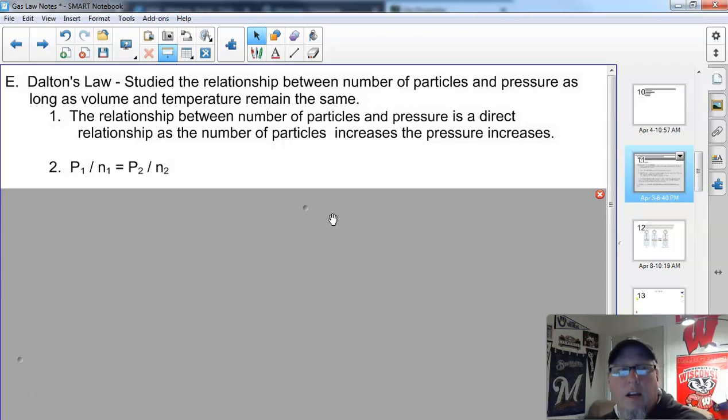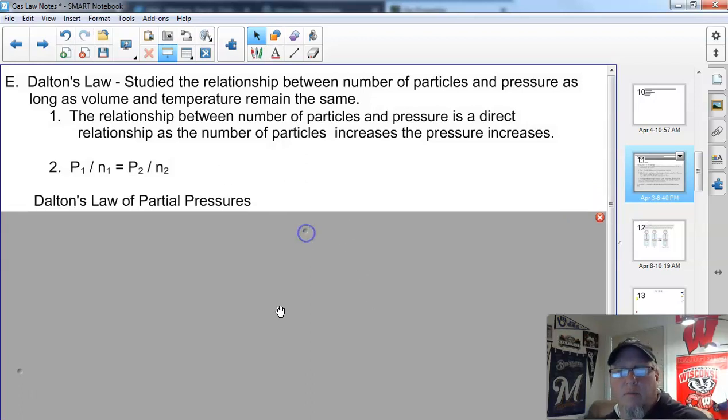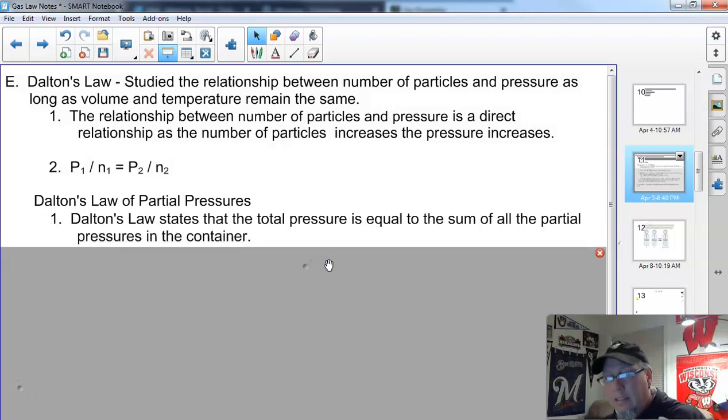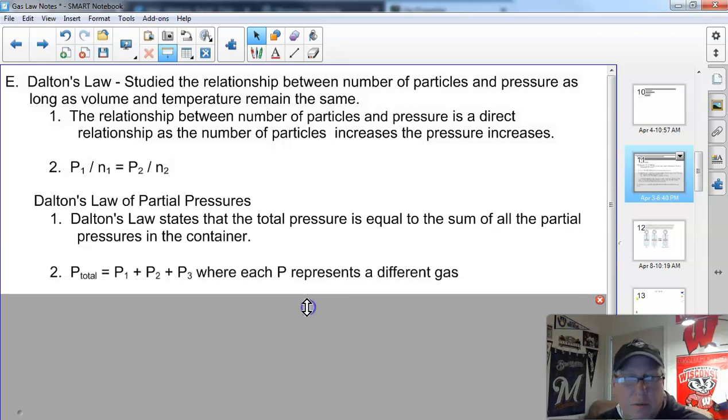Another way that we can talk about Dalton's law is something called Dalton's law of partial pressures. Dalton's law of partial pressures is not difficult, but typically when we have a gas in a container, it's not alone. Typically when you have a gas, it might be a combination of gases. You might have oxygen and carbon dioxide and hydrogen all together in the same container. So keep this as simple as it has to be. Don't make chemistry more difficult than it needs to be.